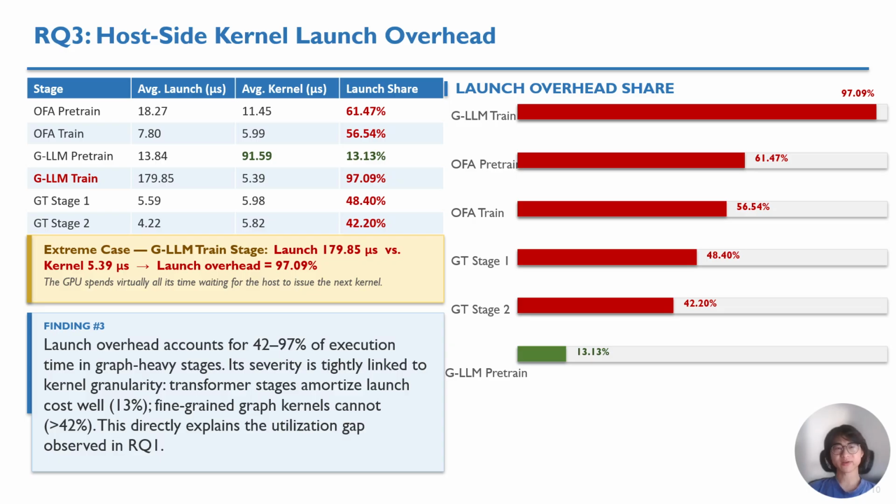So we got our finding 3. Launch overhead accounts for 42 to 97% of execution time in graph-heavy stages. Its severity is tightly linked to kernel granularity, and it directly explains the utilization gap we saw in research question 1.